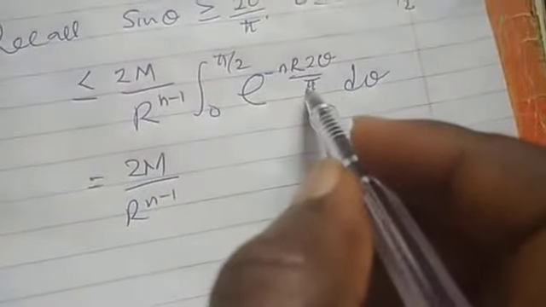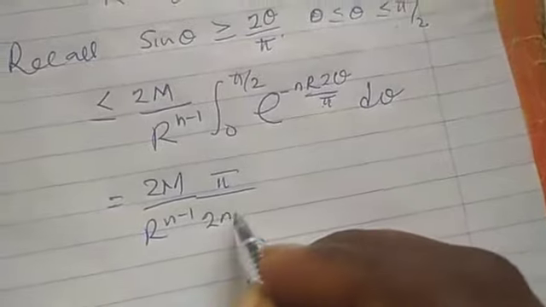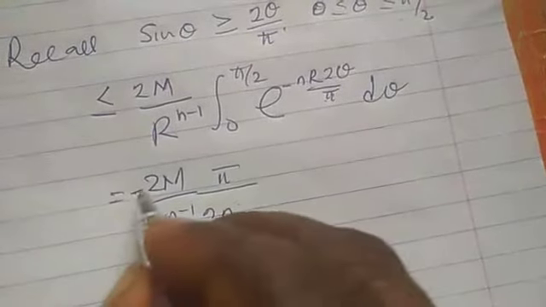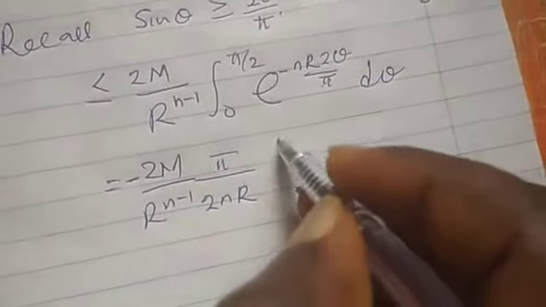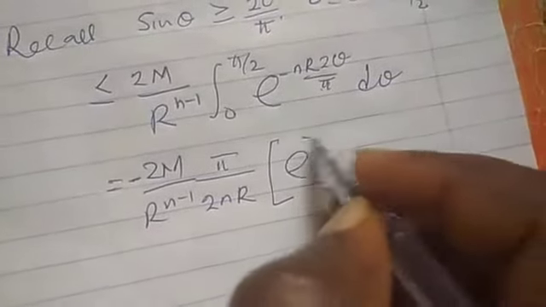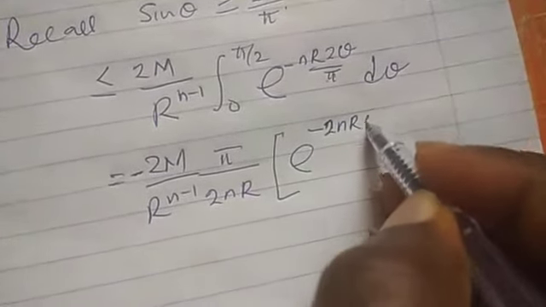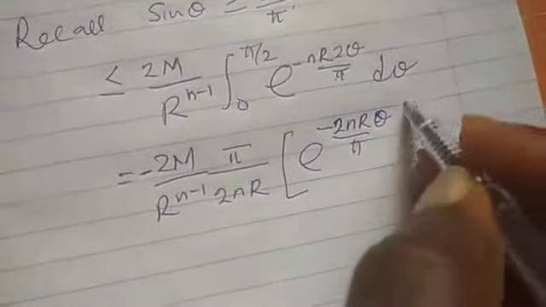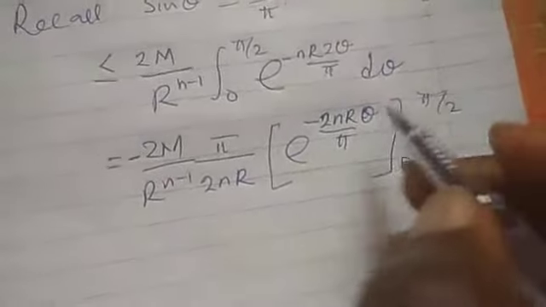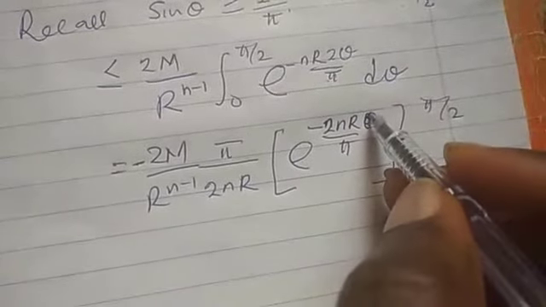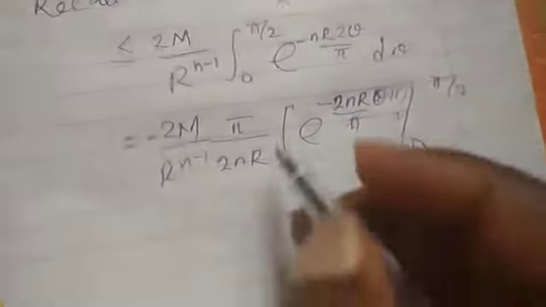When I integrate it, I will have π/(2nr), with a minus here, times e^{-2nrθ/π} from 0 to π/2. If you put π/2 here, the π cancels the π, this cancels this.